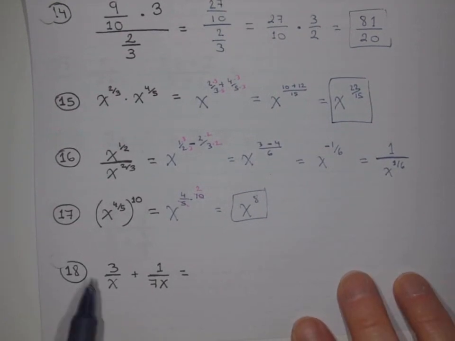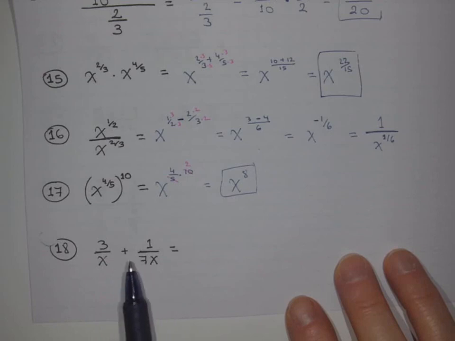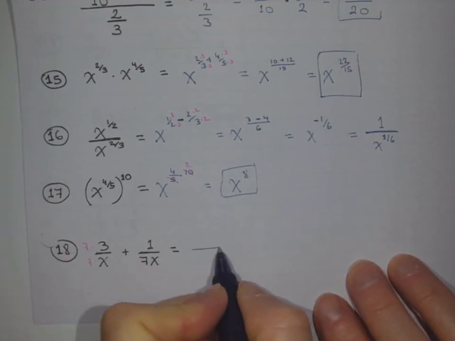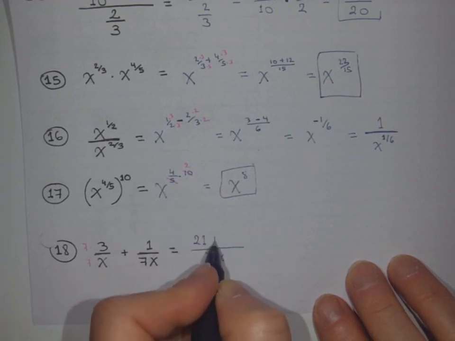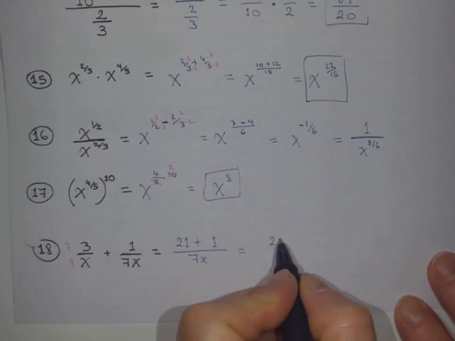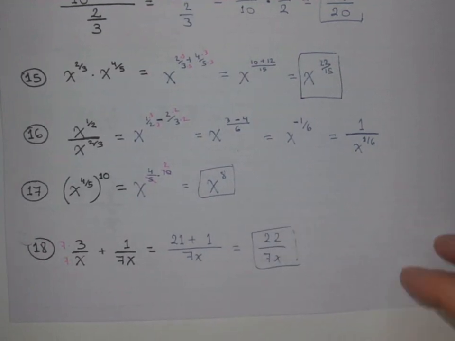Okay, now I need a common denominator, but I have variables everywhere, right? This fraction already has an x in the denominator, so does this one. So x is already common to both of them, so I don't have to worry about the x. But this one has a 7 that this one doesn't, so I need to multiply top and bottom by 7. And so 7x will be my common denominator. And 7 times 3 is 21, plus 1. And 21 plus 1 is 22, over my common denominator of 7x. And there we go. All right.